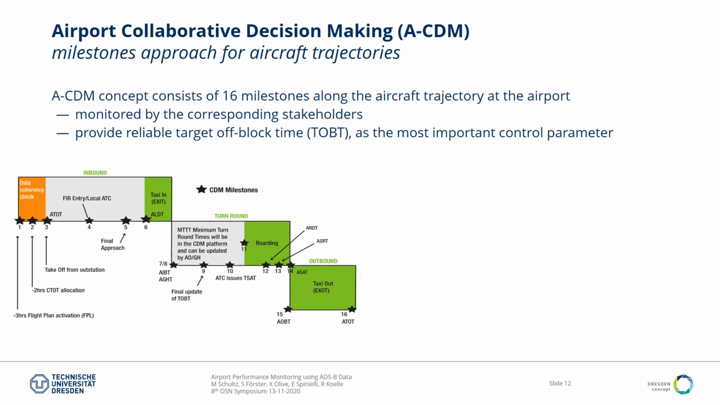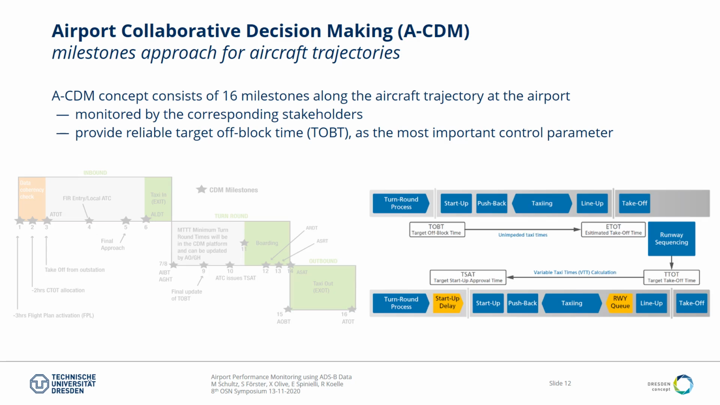Having this in mind, you can derive some controlling process, and here you can see, for example, the target off-block time is set. Then you can go for unimpeded taxi time. You will see, okay, if this happens, then you can estimate the takeoff time. Depending on the current runway operations, you get a target takeoff time, and then it will be calculated backwards by a variable taxi time dealing with the current operation, and this gives you the target startup approval time.